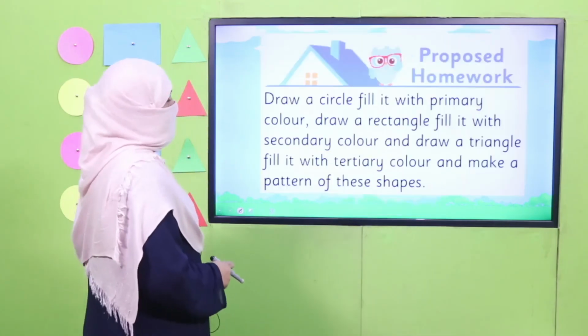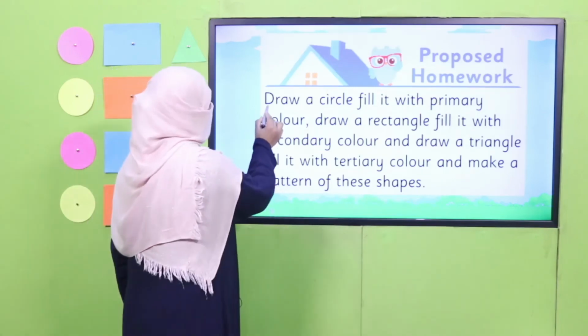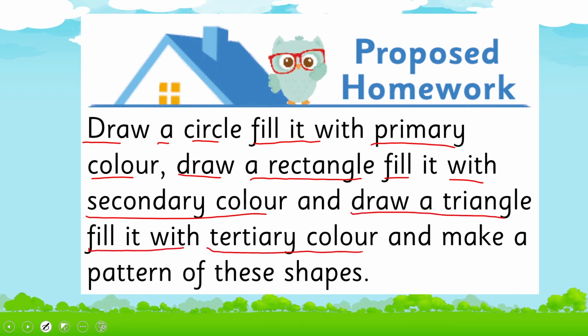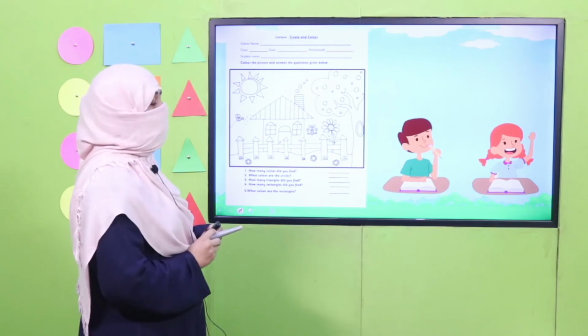Good job. So it's time for your homework. What will you do? Draw a circle, fill it with a primary color. Draw a rectangle, fill it with a secondary color, and draw a triangle and fill it with a tertiary color and make a pattern out of these shapes. Okay? All right, and here I'm giving you a worksheet.